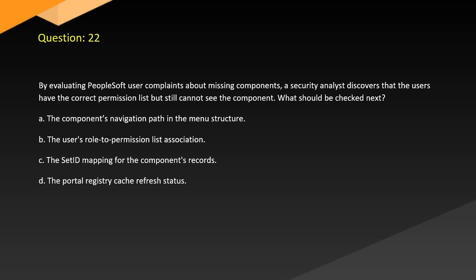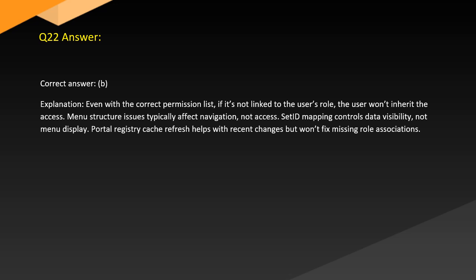status. Answer. Correct answer: B. Explanation. Even with the correct permission list, if it's not linked to the user's role, the user won't inherit the access. Menu structure issues typically affect navigation, not access. SetID mapping controls data visibility, not menu display. Portal registry cache refresh helps with recent changes but won't fix missing role associations.